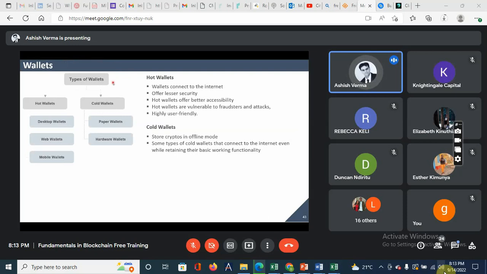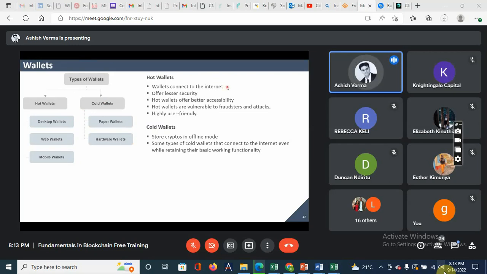These are the types of wallets which we have. We have two categories: hot wallets and cold wallets. In hot wallets, we cover desktop wallets, web wallets, and mobile wallets, right? And in cold wallets, we cover paper wallets and hardware wallets. So let's understand more about this.